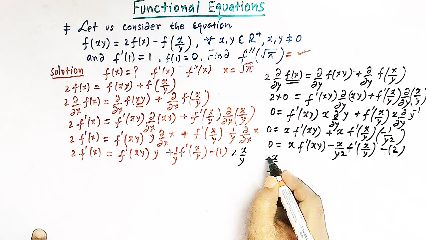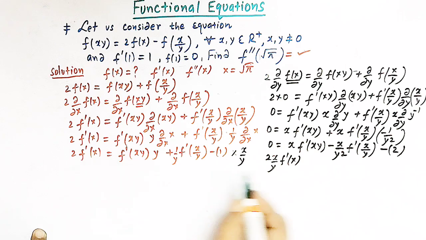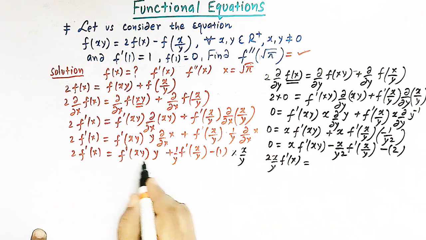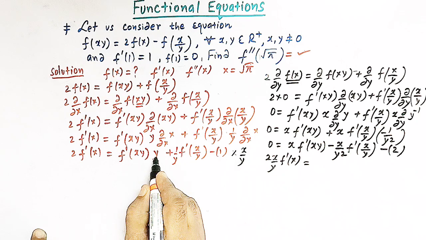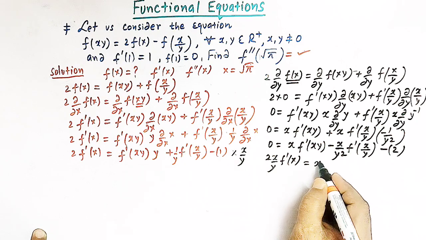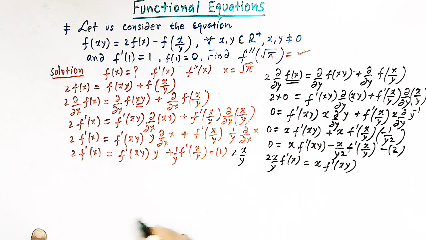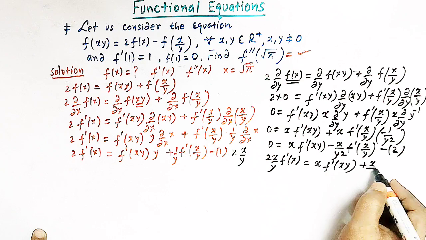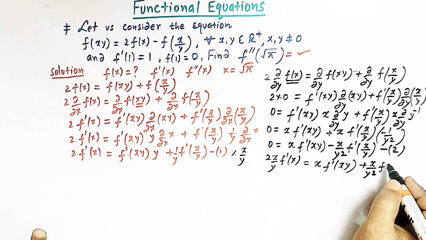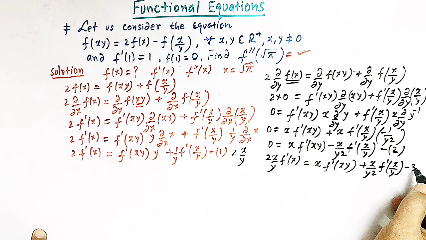So multiplying equation 1 with x over y, so here we have 2x over y, and here we have f prime of x, and then here we have y. So x, this y and this y get cancelled, so we have simply x and f prime of xy, right? And here we have plus x over y square and f prime of x over y. So let us call this equation as equation number 3.